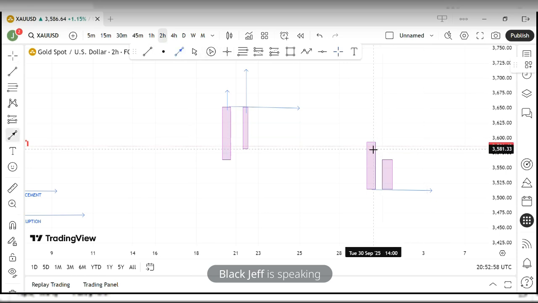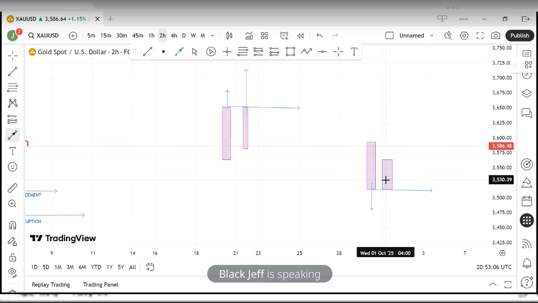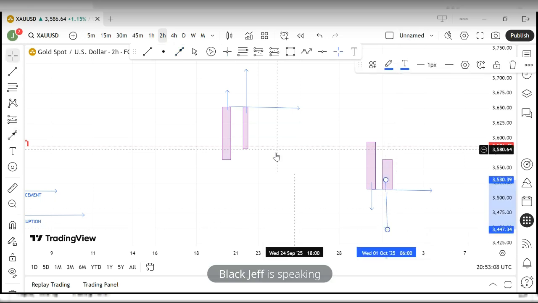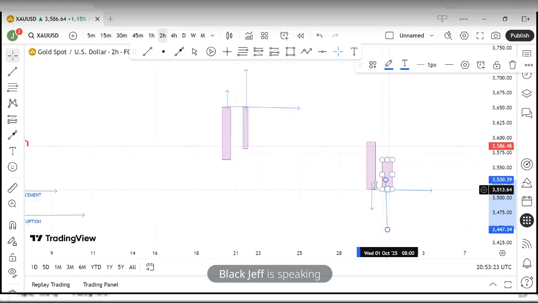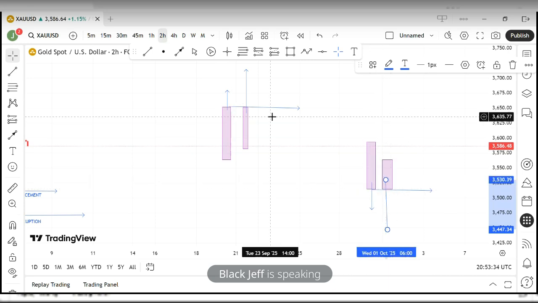The wick below doesn't matter. How long the wick is doesn't matter; one can be longer than the other. So this is what a key level is all about: you're having two equal highs or two equal lows of opposite candles. This can be a green candle and this can be a red candle, or this can be a red candle and this a green candle. They are equal in low or they are equal in high.